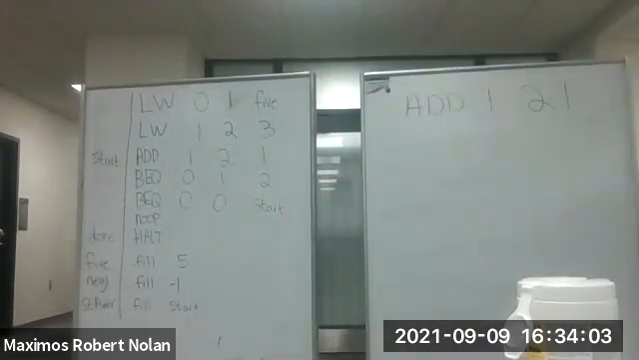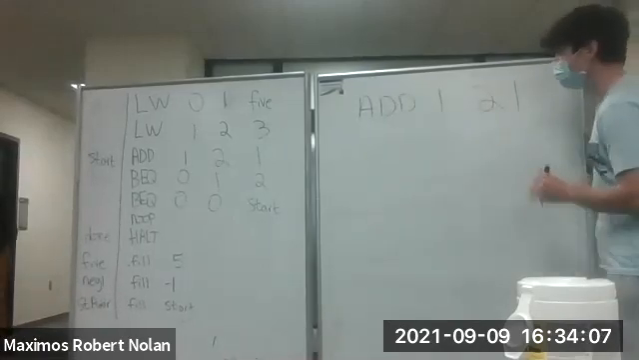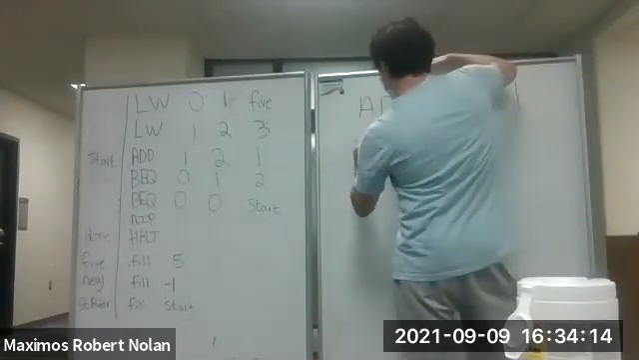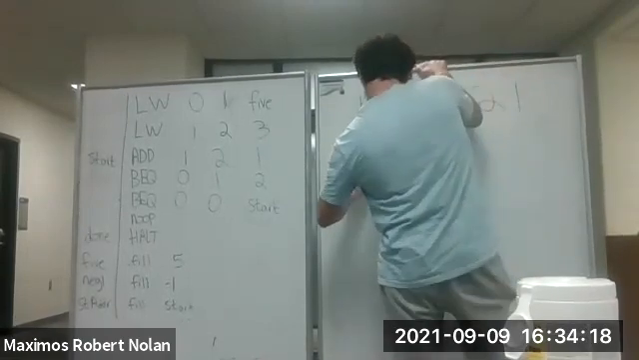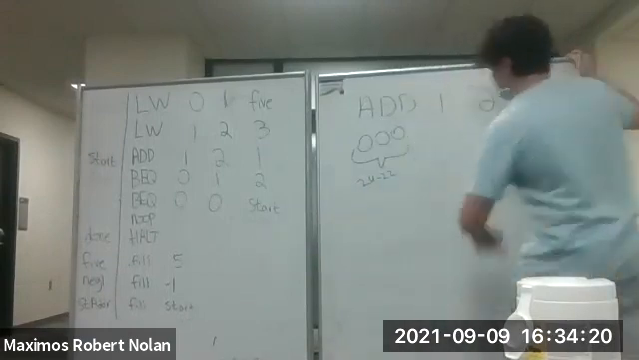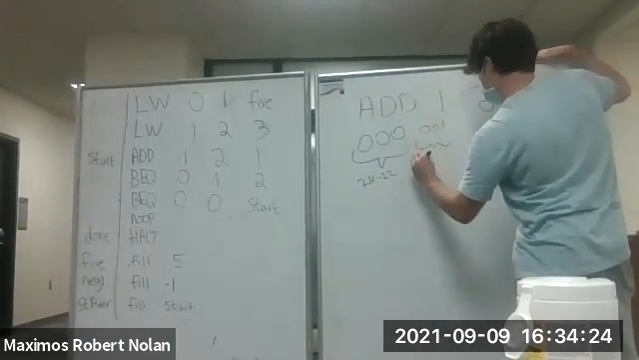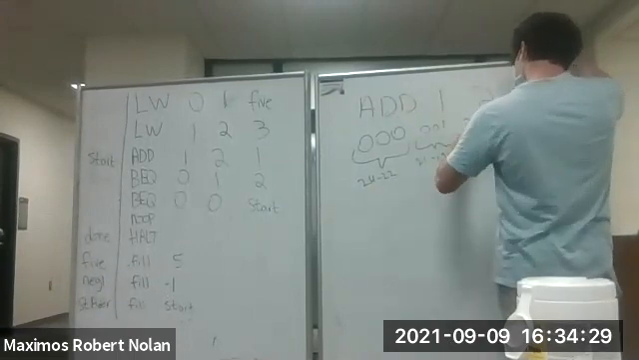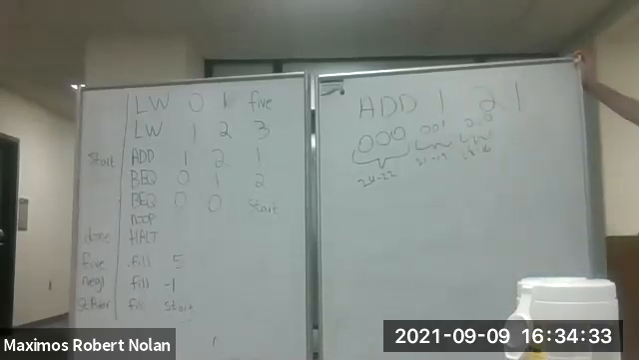So let's go ahead and work on add 1, 2, 1. First of all, what's add's opcode? Does anyone know? Yep, all 0, nice. And that goes in what position? 24 to 22. Cool. 1, that goes in what position? 21 to 19. Yep, nice. And then 2, 0, 1, 0. That's 18 to 16.